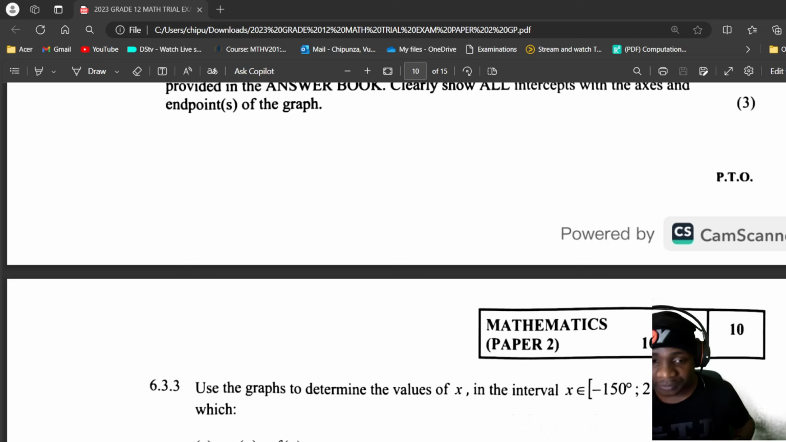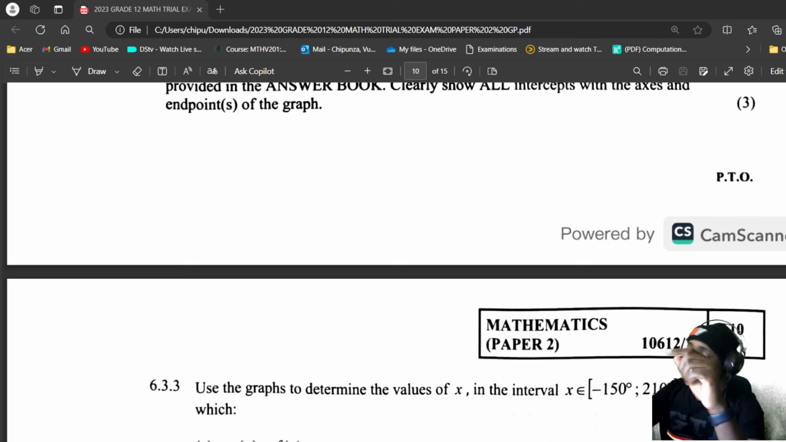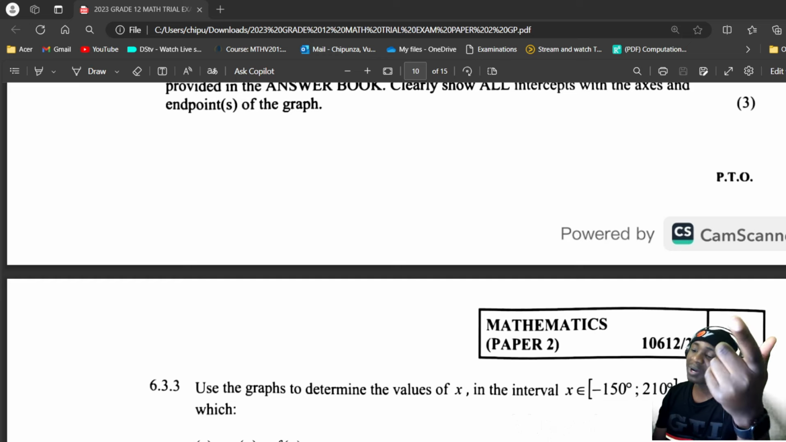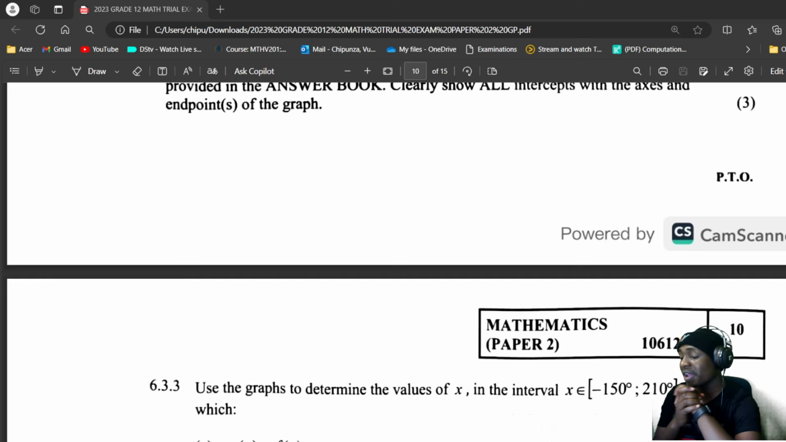It's your homework. Try to do 6.3.2 and 6.3.3, then post on our WhatsApp group. There might be something over there. You never know. So do us a favor and make sure that you do that for yourself and ourselves.